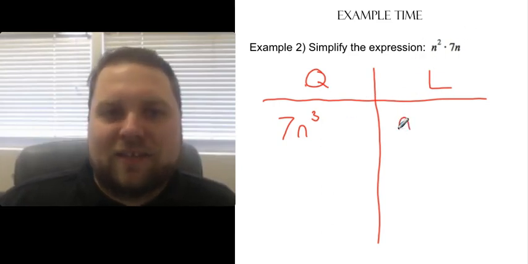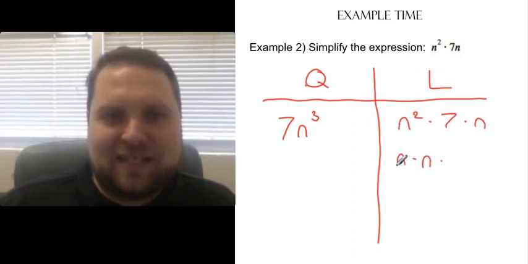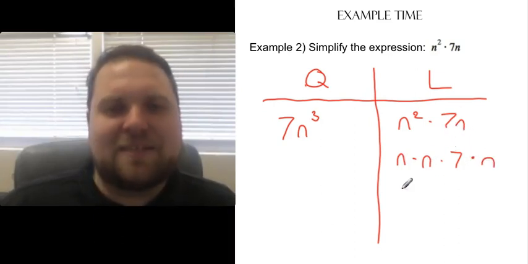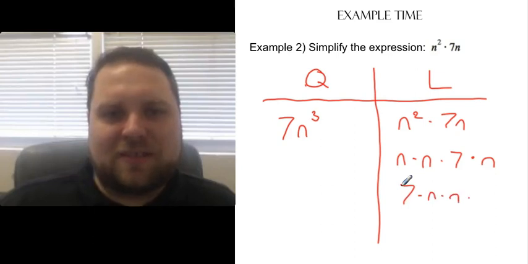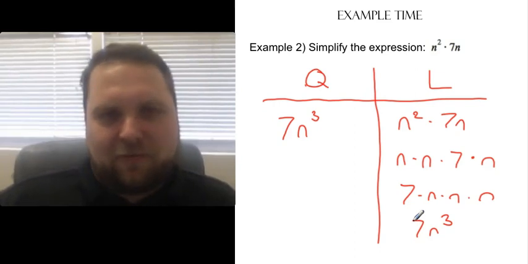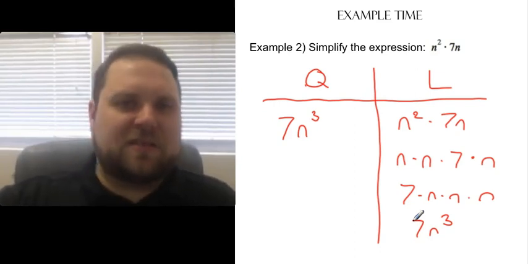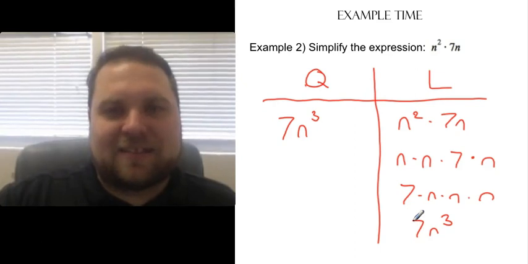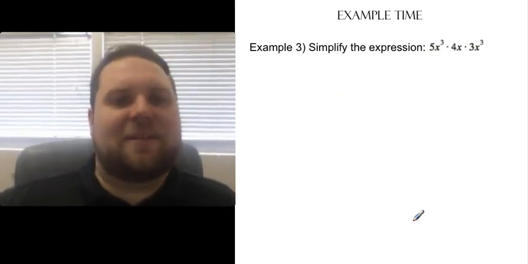For the long way, if I'm taking n squared times 7n, n squared is n times n. 7n is just 7 times n. And so I rearrange this, and I can see that it is 7n to the 3rd power. So hopefully you're seeing where this will get quick, and again, with plenty of practice, you'll get to where you can do this in your sleep really quickly. Don't try and shortcut it, though. Get good at it first, and then get fast at it.